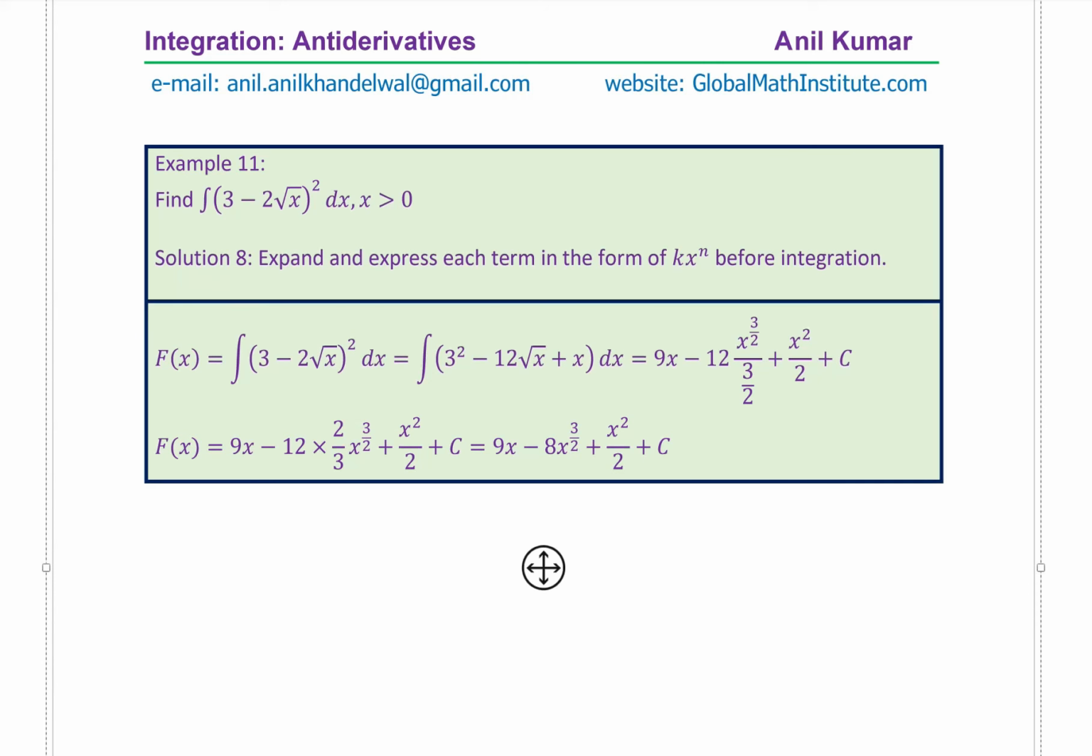Here is question number 11. Find the integral of (3 minus 2 square root x) whole square dx, where x is greater than 0. Now in this case again the strategy is same. You have to write each term as a power term, and you could expand this. Using (a minus b) whole square, which is equal to a square minus 2ab plus b square, you can expand as it has been done here.